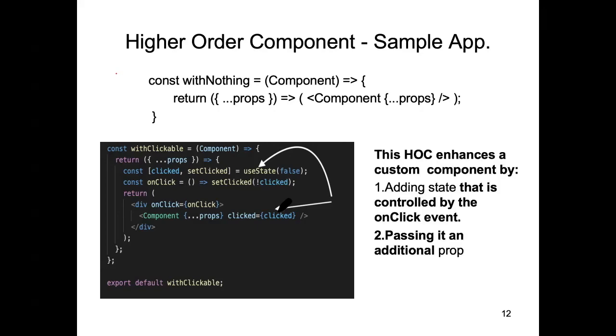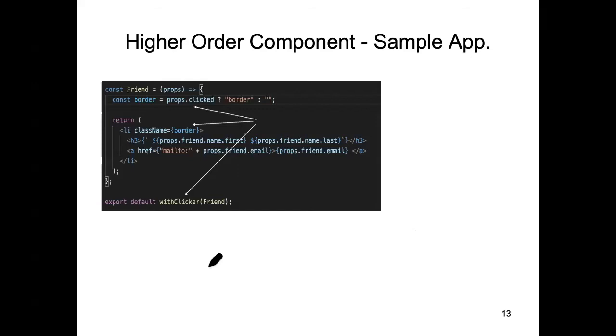So the higher order enhancements of my custom component are, as I said, adding state and also adding an additional prop to it. Now, in terms of using this function, I'm exporting it, and in terms of using it, here's an illustration of it being used.